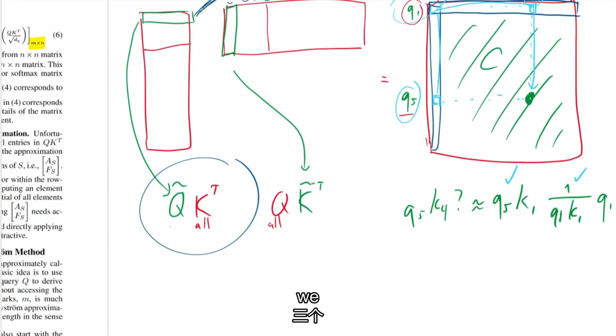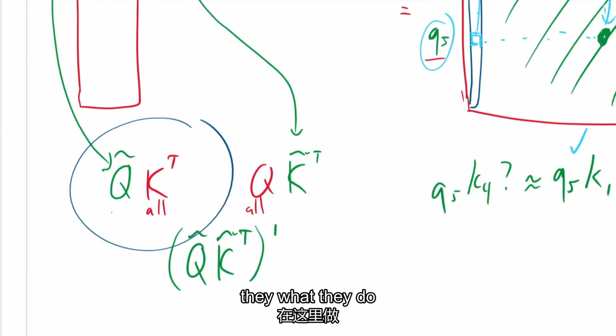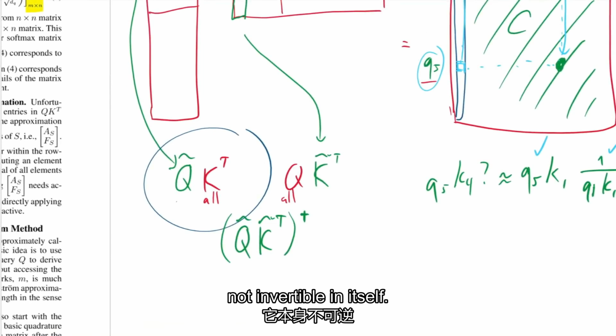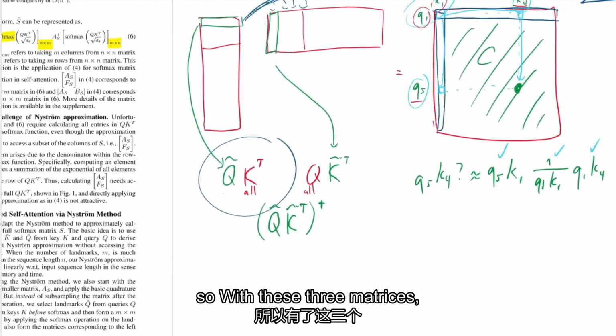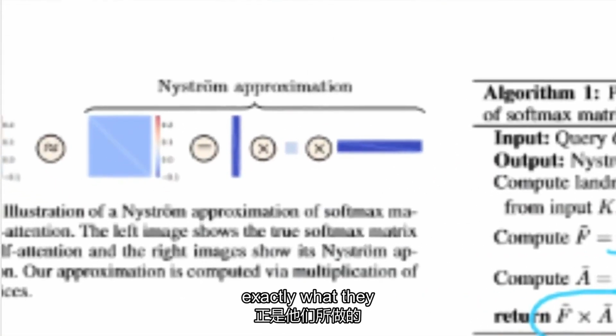So the third matrix we actually need right here is the queries times the keys of the landmarks, and we're going to invert that. It's either a pure inverse or actually, what they do here, a pseudo-inverse, just in case it is not invertible in itself. So with these three matrices, we can reconstruct the whole matrix under the assumption that this is low rank, right? Which it often is.